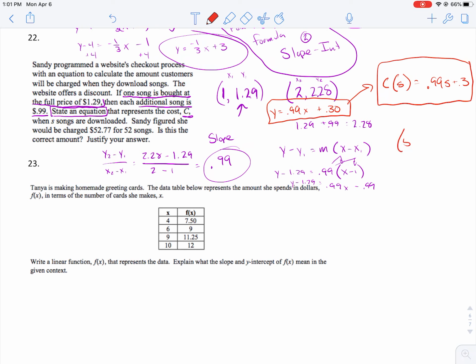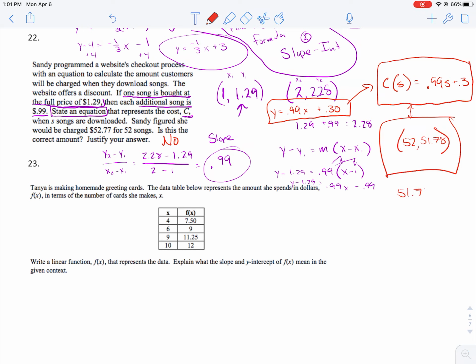Now Sandy figured out she would be charged $52.77 for 52 songs. Is this correct? We take this equation and we just plug in this point right here. So at 52 songs, what do we get? When you plug in a 52 for S, you go 52 times 0.99 plus 30 cents, and you get $51.78.